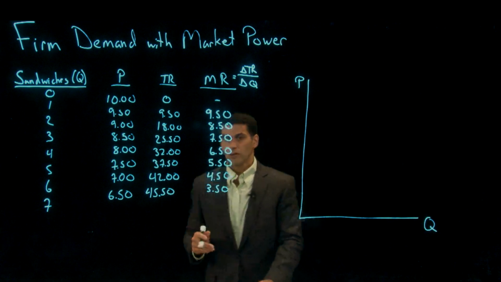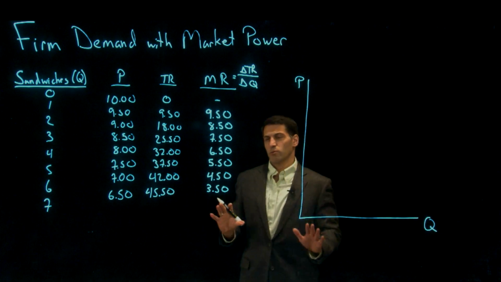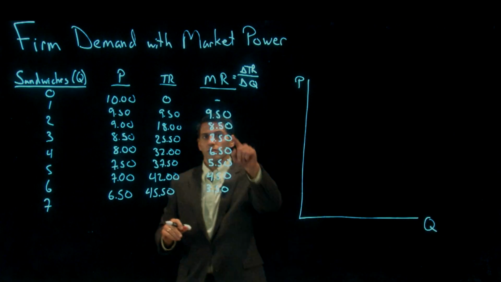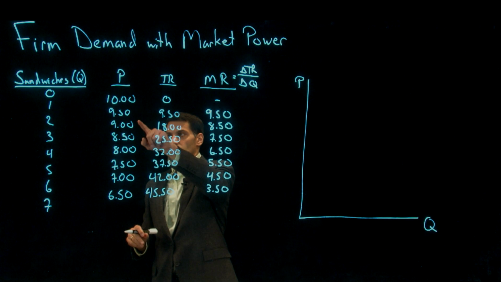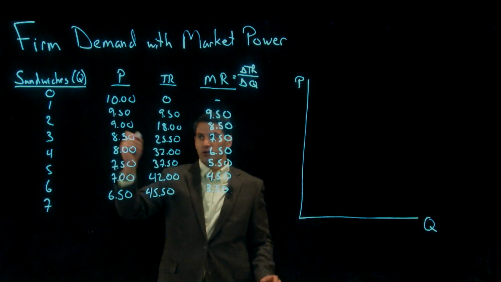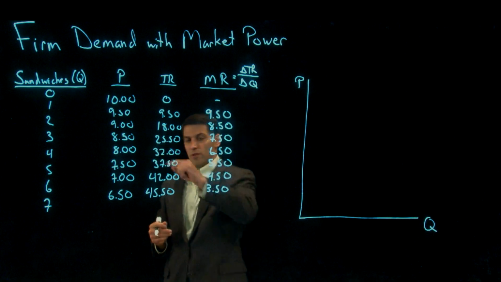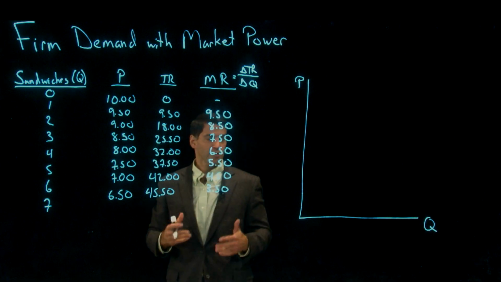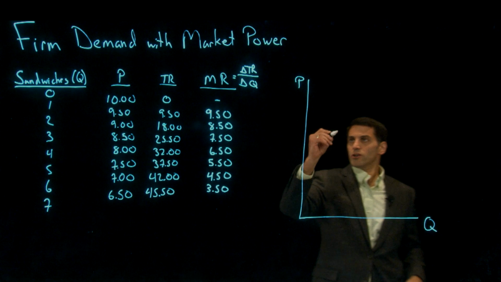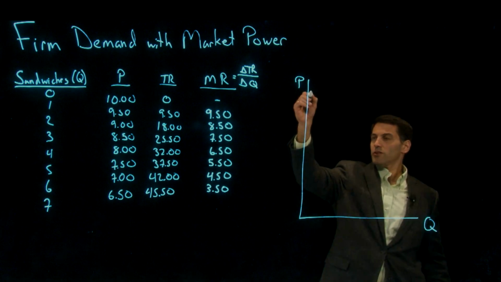So what should stand out to you right away is if you compare marginal revenue to price, after that first sandwich, marginal revenue is always less than the price. So what's going on here? It helps if we go to our demand curve here.